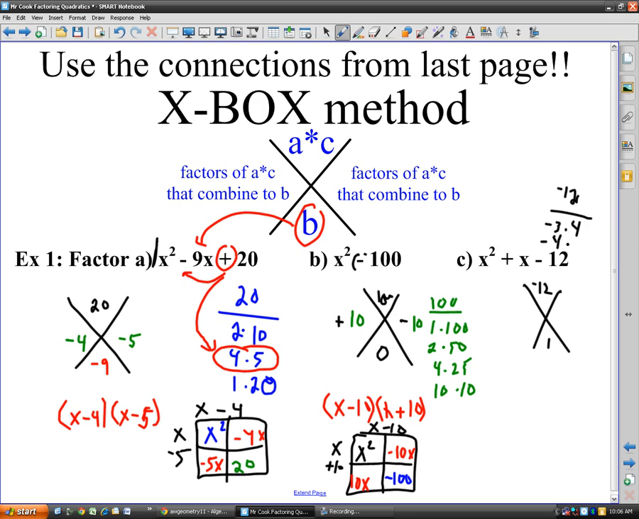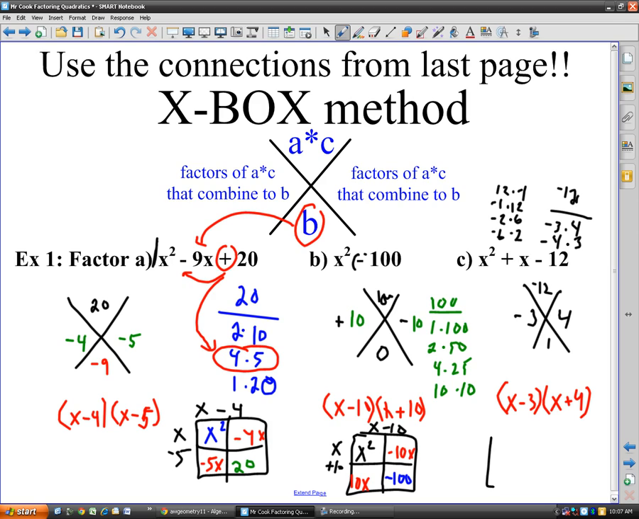And there's other ones. There's negative 2 times 6, negative 6 times 2, negative 1 times 12, and 12 times negative 1. All of those are factors of 12, but you can see that the negative 3 and the 4, when combined together, will get me positive x. So I'm going to use negative 3 and positive 4, and now when I set up my factors, it's going to be x minus 3 times x plus 4. So if I set up the x box, check it again, we should get the same thing.